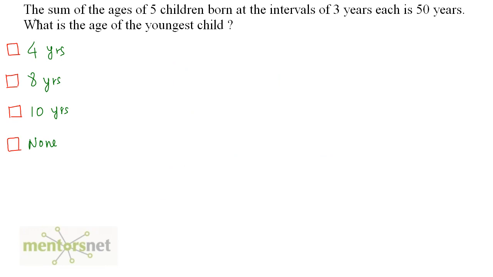Let us solve the final question. The sum of the ages of 5 children born at intervals of 3 years each is 50 years. What is the age of the youngest child? Let the age of the youngest child be x years, and it is given that the children are born at intervals of 3 years each, and there are 5 children. So the youngest is x, the next child will be older by 3 years, so x plus 3. The next will be x plus 6, the fourth will be x plus 9, and the fifth, the oldest, will be x plus 12.